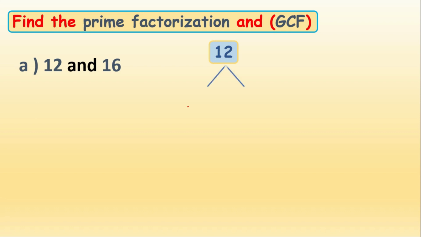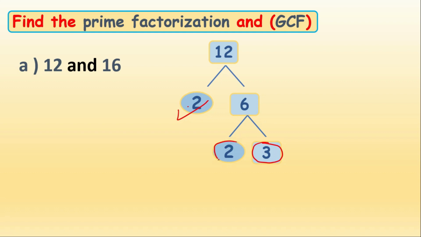Next, find the prime factorization and GCF. Here we have a relation between prime factorization and GCF. Let's show the first step: find the prime factorization for 12 and 16. 12 equals 2 times 6. 2 is a prime, 6 is a composite, so factorize 6 to its primes: 2 times 3. Circle all prime factors.